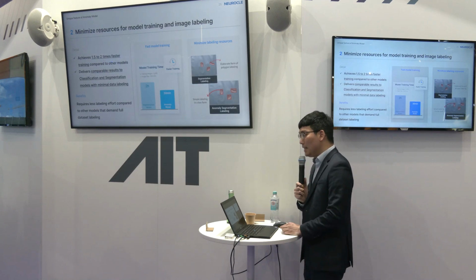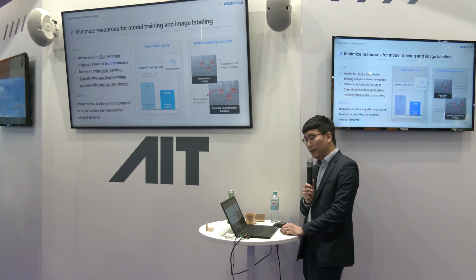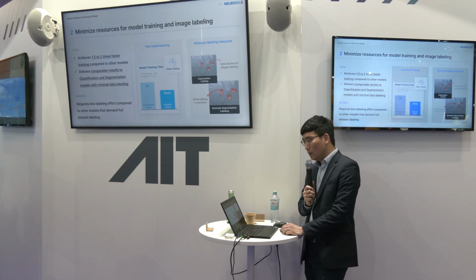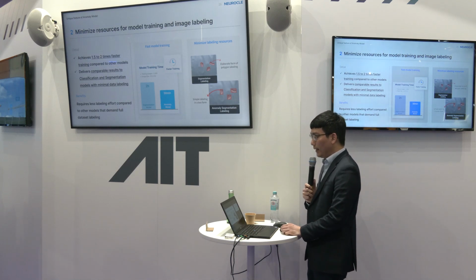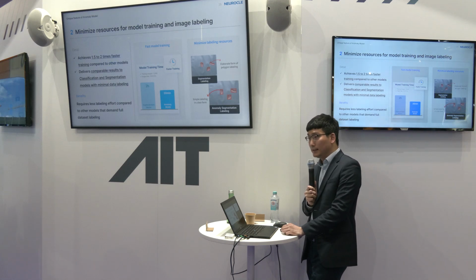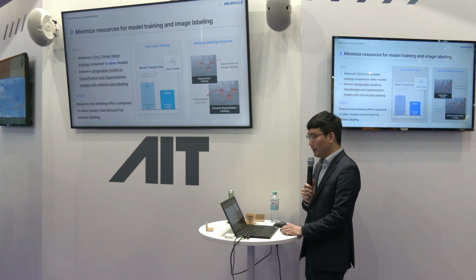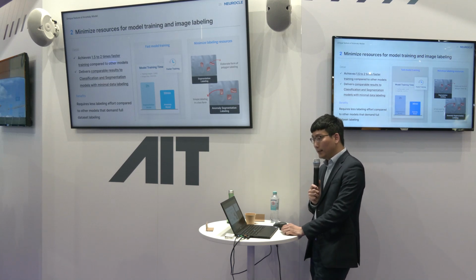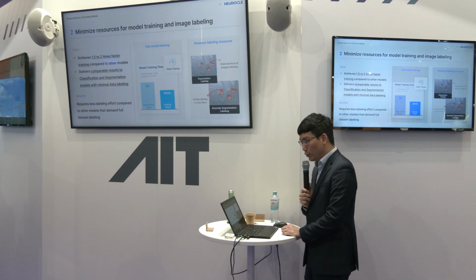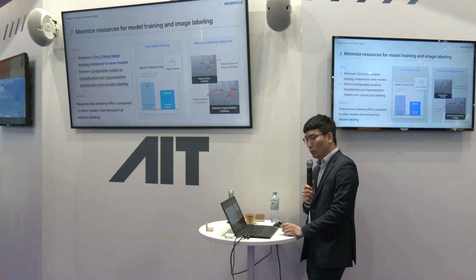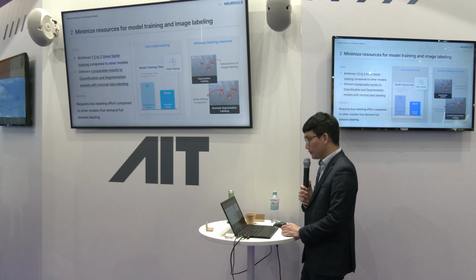And also, we can minimize the resources for model training and image labeling. Normally, we only train on the normal data. That means the training process is much simpler than normal training, so we can minimize the training time. And as well, we don't use the defect data for training. That means you don't have to label the defects one by one. So this is another benefit of the anomaly models.